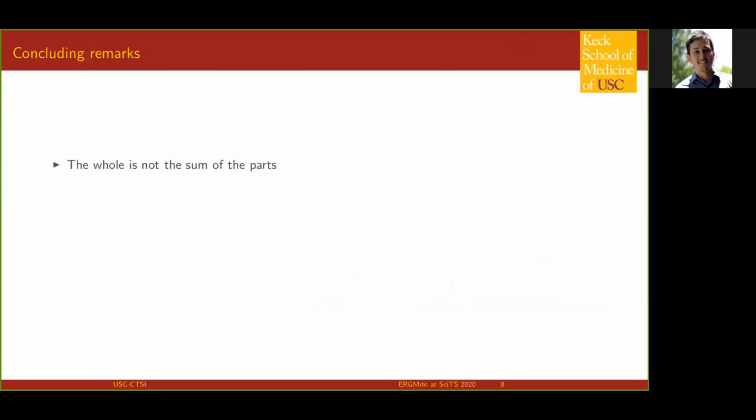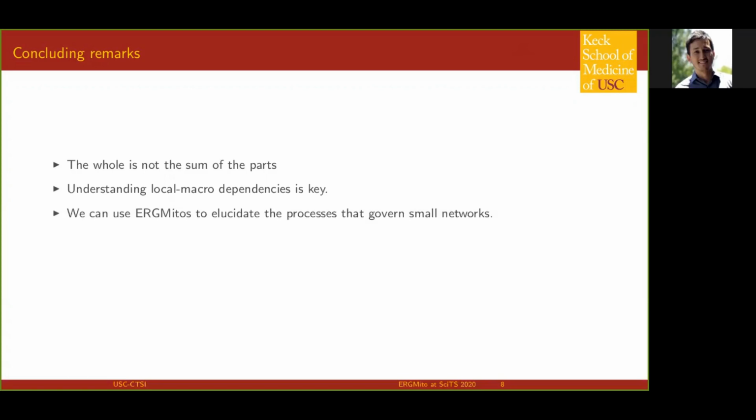So overall, to conclude, the whole is not the sum of the parts. In order to understand teams, we need a better understanding of the networks as well as the team as a whole. We cannot look just at individual-level features by themselves. Understanding the local-to-macro dependencies is a key thing. So how does the number of homophilic ties, or neutral ties, affect the overall structure of the graph is very important. Third, to do that, we can use ERGMitos to elucidate the processes that govern these small networks.